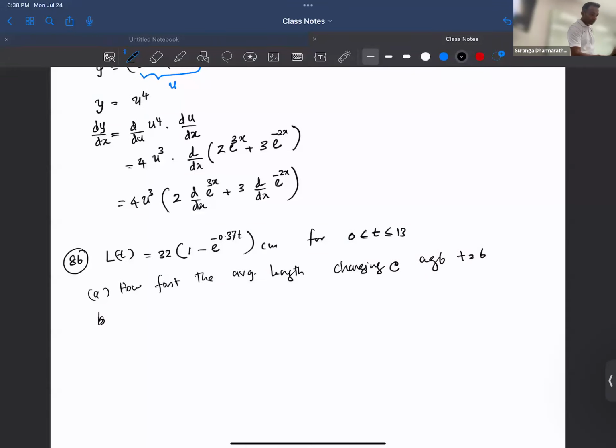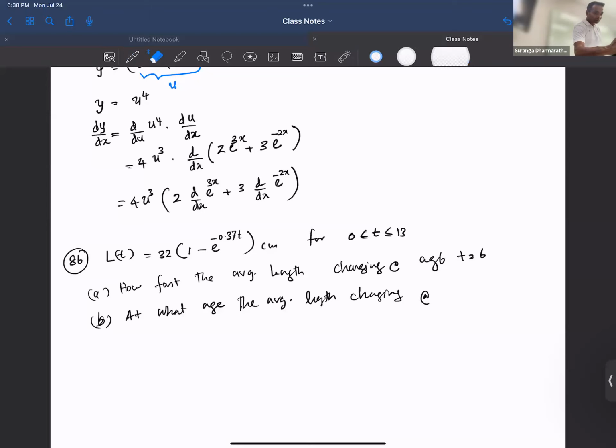Part B, at what age is the average length changing at a rate of 5 centimeters per year? At what age is the average length changing at a rate of 5 centimeters?